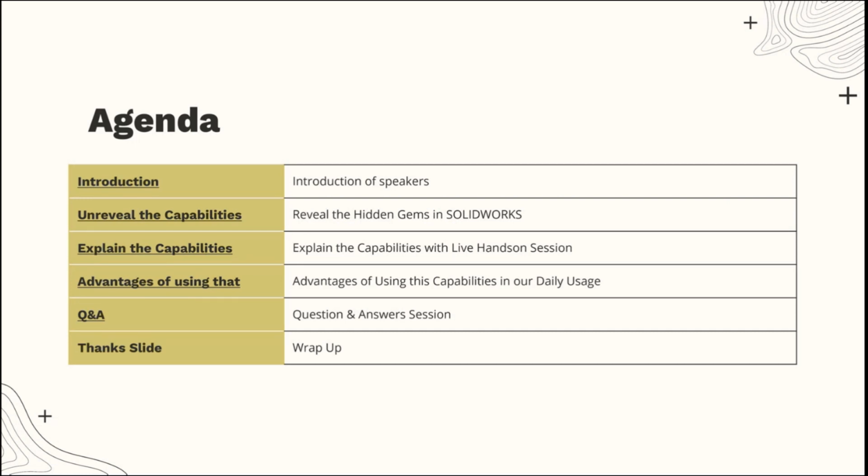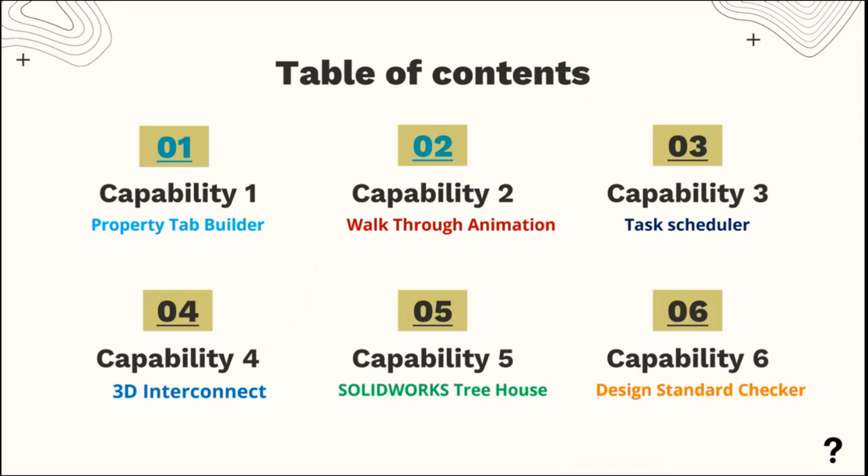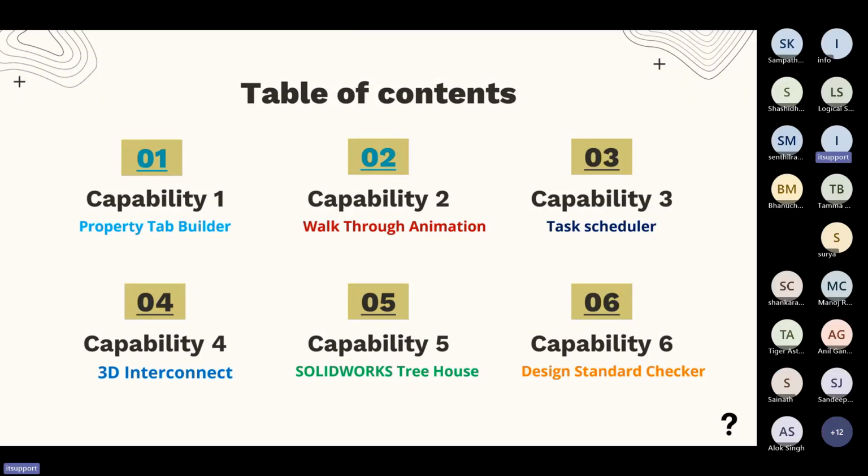This is our agenda for the day, and you can see on the screen the hidden gems we are going to cover today. You can see the 6 capabilities there. Capability 1 is property tab builder, capability 2 is walkthrough animation with SolidWorks, capability 3 is SolidWorks task scheduler, capability 4 is SolidWorks 3D interconnect, capability 5 is SolidWorks treehouse, and finally capability 6 is design standard checker. Let us go initially with the property tab builder.